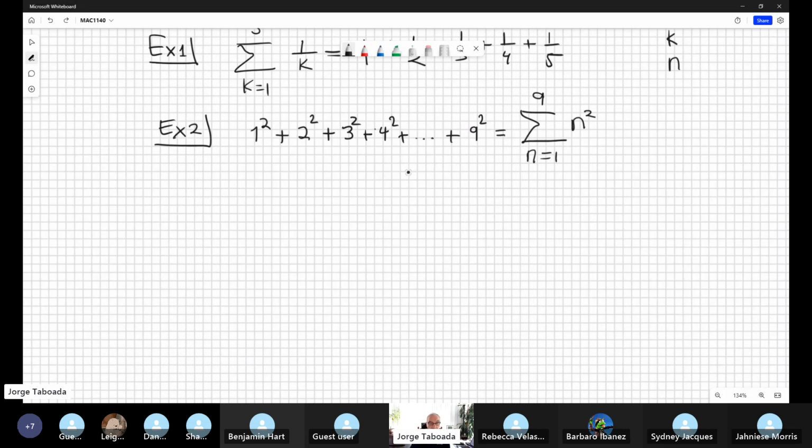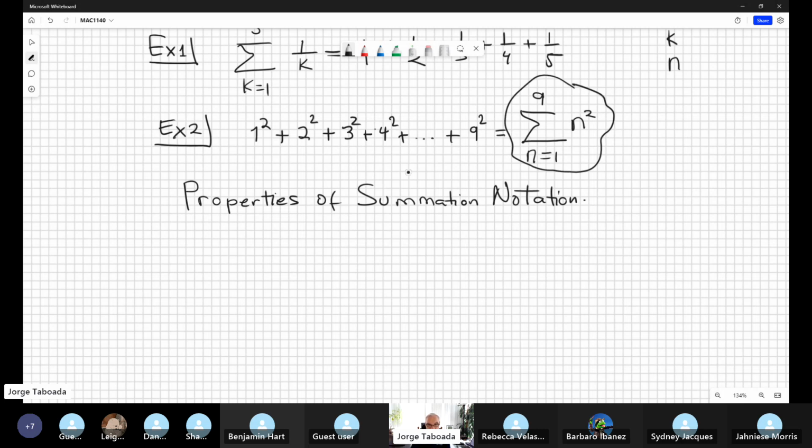Okay, so you allow me now to study how we manipulate the summation notation. Okay. Well, I want to study the most important properties of summation notation. Allow me to manipulate in that way. Okay, I guarantee you 100% it's easier that way. Okay, properties. We have different properties. Of course, you don't need to memorize.